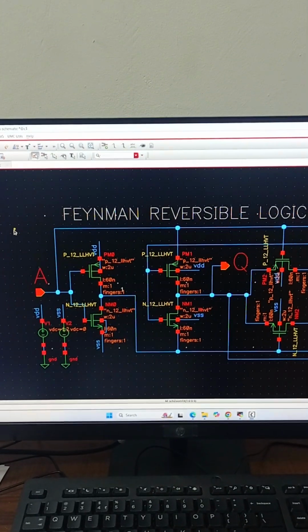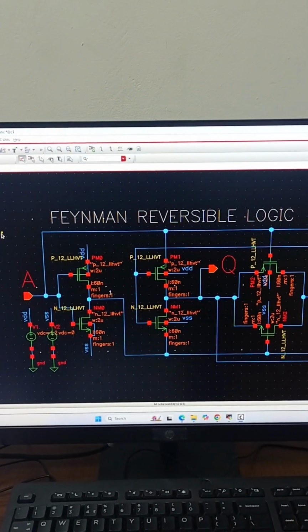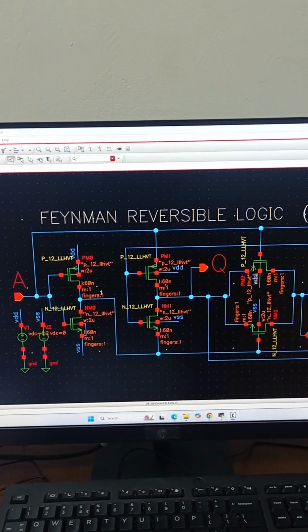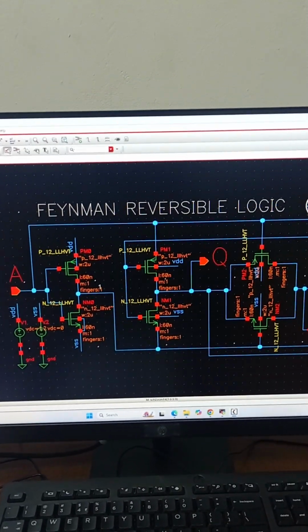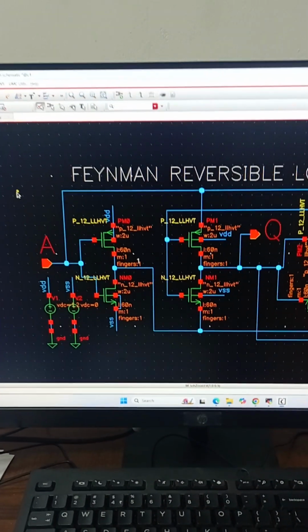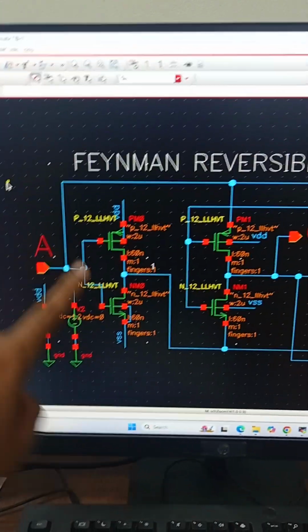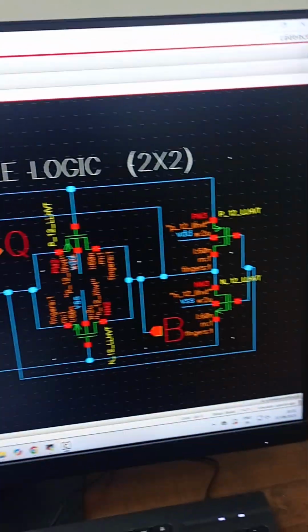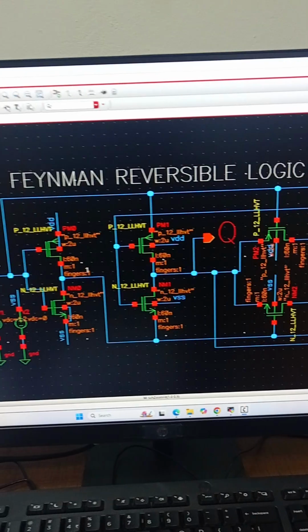It is the simplest and most fundamental gate in reversible computing. It is also called the controlled NOT or CNOT gate. It is a 2x2 reversible gate. We can see there are two inputs, A and B, and there are two outputs.